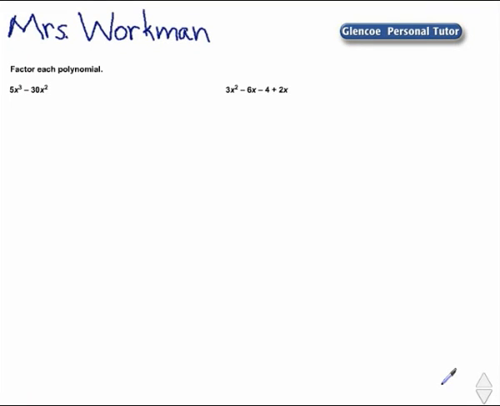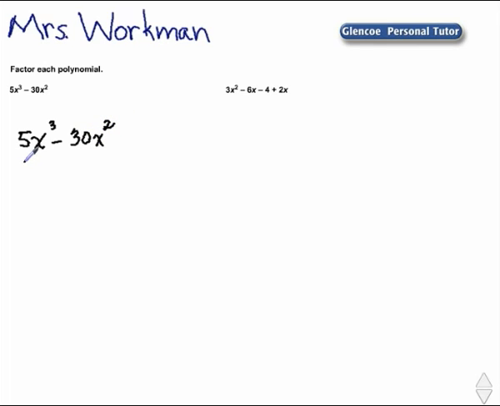Factor each polynomial. 5x cubed minus 30x squared, 3x squared minus 6x minus 4 plus 2x. Let's go back to the first one. 5x cubed minus 30x squared.